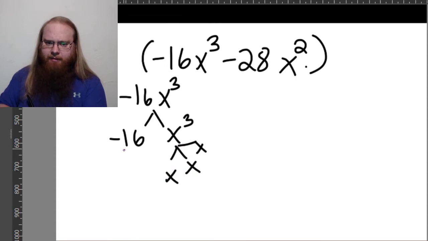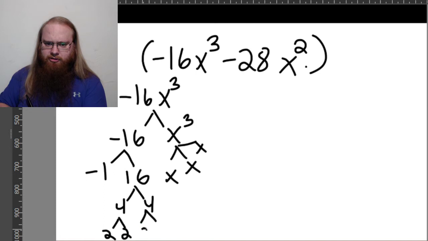Now for negative 16, remember, since they're both negative, we're worrying about that negative. So it's going to be a negative 1. Now we can just factor 16. Just 4 and 4, which they both break down to 2 and 2.